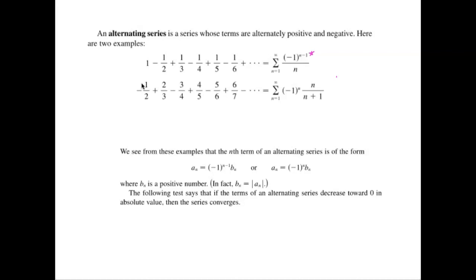So here's how to determine whether an alternating series converges or diverges. We use this thing called the alternating series test. First, you need to know, one, that the series is decreasing, so b sub n plus 1 is less than or equal to b sub n for all n. And two, that the limit of the sequence b sub n is 0. Then we can say that the series is convergent.